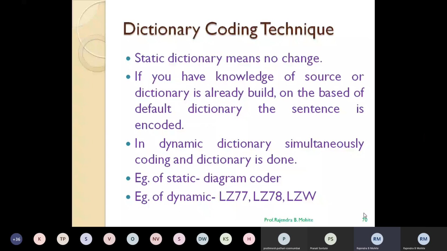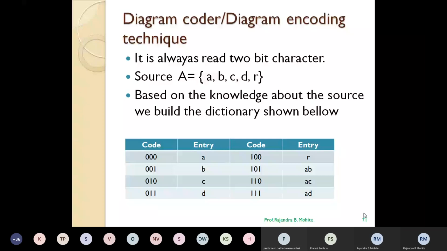We just go through their properties and rules, so we can easily encode and decode with the help of a given source or sequence. One more important thing is that the dictionary coding technique is an important point as far as your syllabus is concerned, because in the last papers, for each and every question paper, there is a question on the dictionary coding technique. So here we start with the first type of dictionary coding, which is called the digram coder.